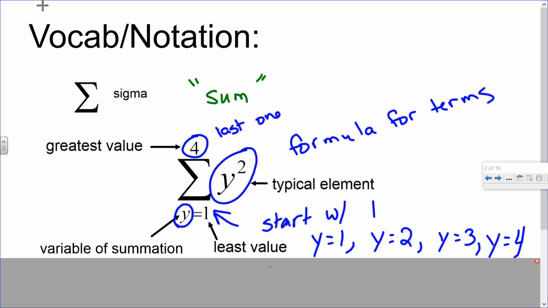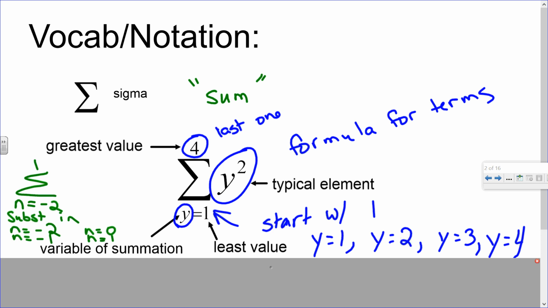It does not have to start with 1. You will have some that have a summation, and maybe they use n instead of y. They can use any variable they want to. Maybe they start with -2 and go up to 1. That means you substitute in n equals -2, n equals -1, n equals 0, n equals 1, and then you stop.